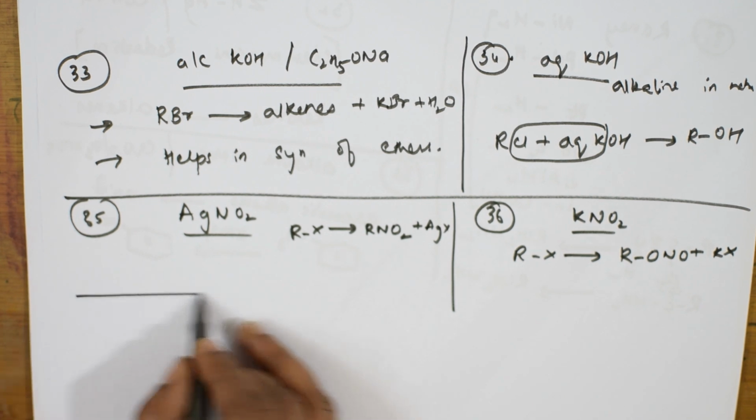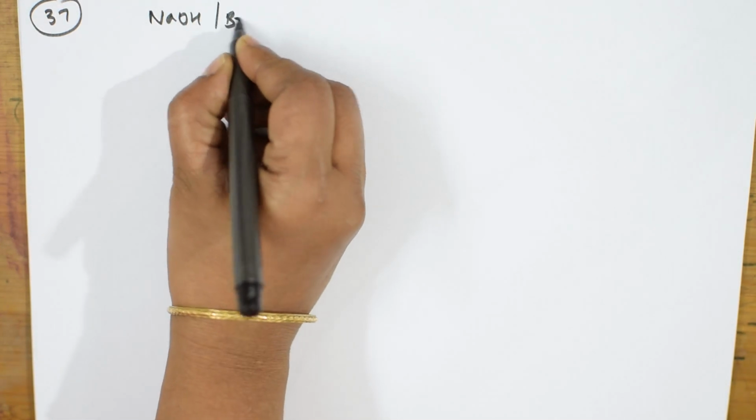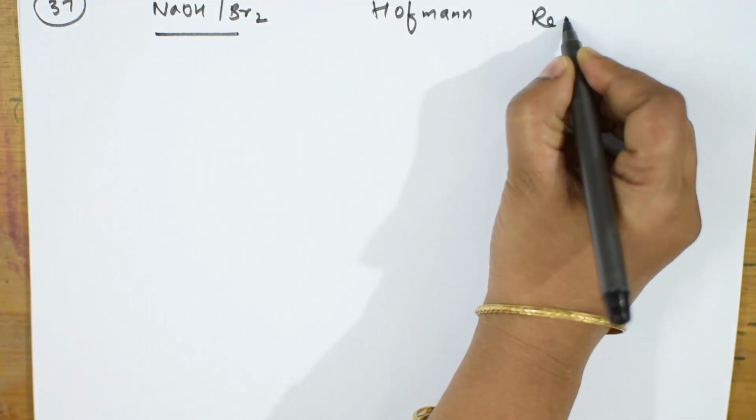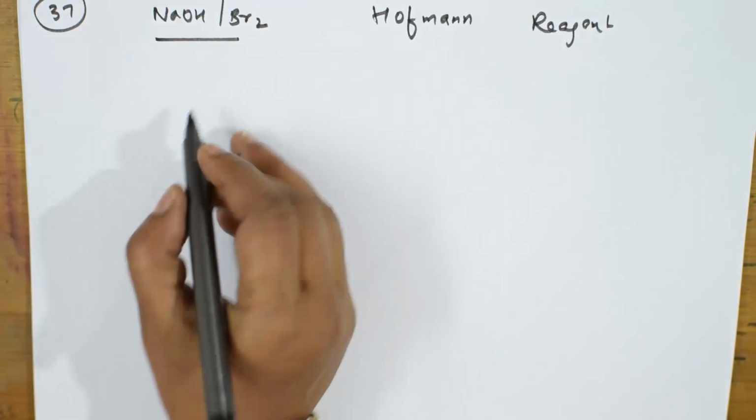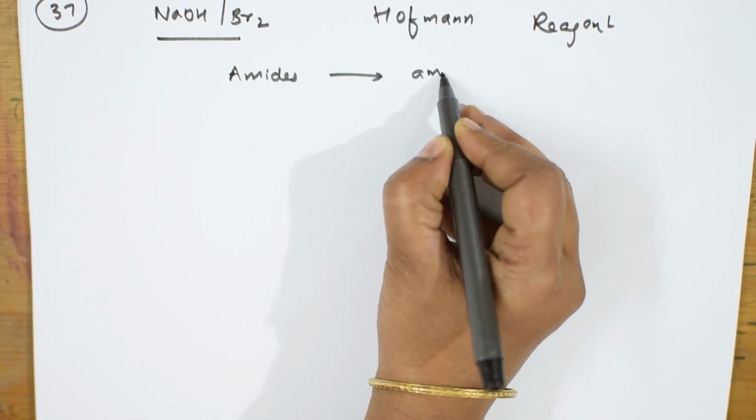Now, let's see one more, the 37th one. This is very important. Suppose in a question paper you have a reagent like this, NaOH and Br2. What is this reagent? This reagent is called Hofmann reagent. What is it called? Hofmann reagent. What is its role? Its role is to convert amides to amines.